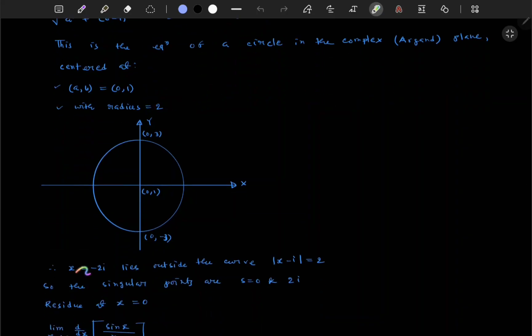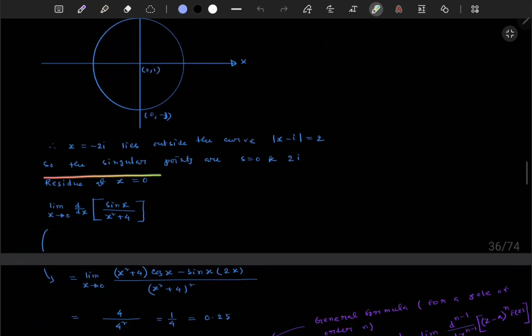So x equal to minus 2i lies outside the curve, because if you put x equal to minus 2i, then minus 2i minus i is minus 3i, and the mod value will be 3, which is greater than 2. So this point is outside this circle. The singular points inside are only x equal to 0 and x equal to 2i.